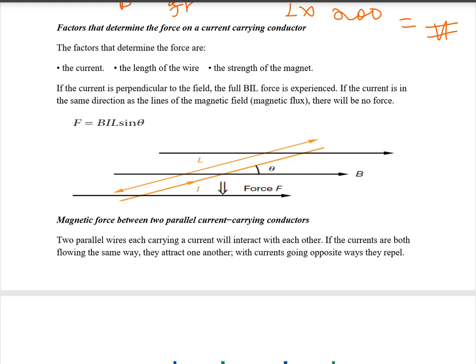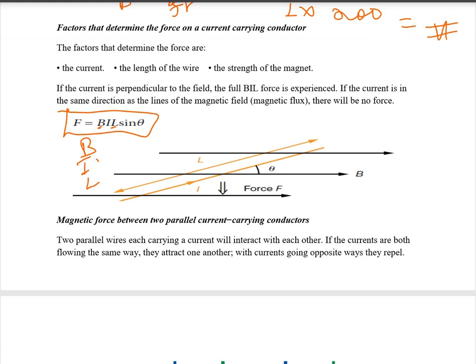Okay. The other thing is the factor that determines the force on a current carrying wire. As we say, the force is calculated by using F equals BIL sine theta, where theta is the angle between the length and the field lines, or the current and the field lines. Therefore, always the value of this magnetic force is dependent on the magnetic field, the current, and the length of the wire.